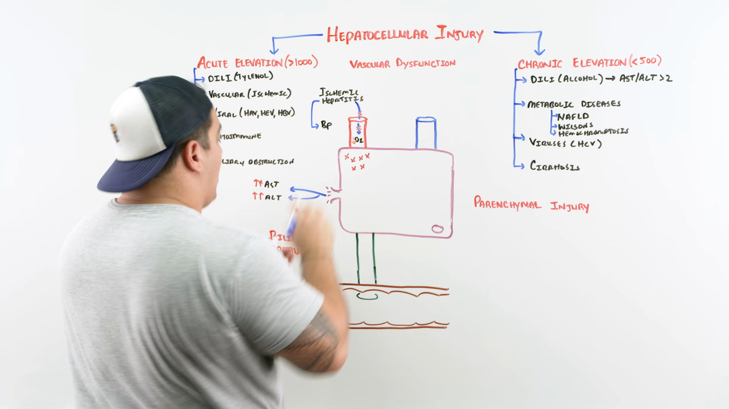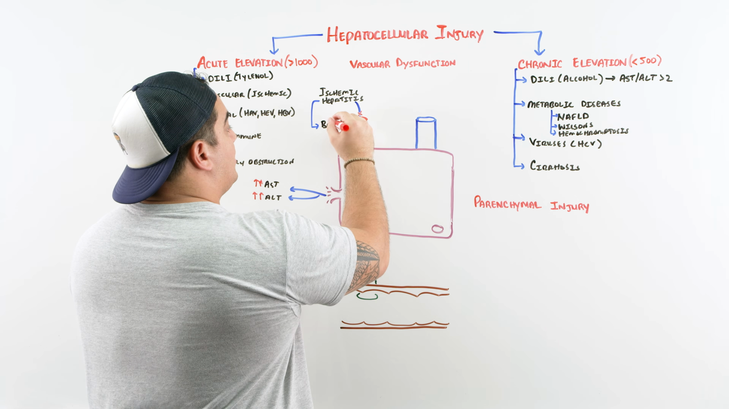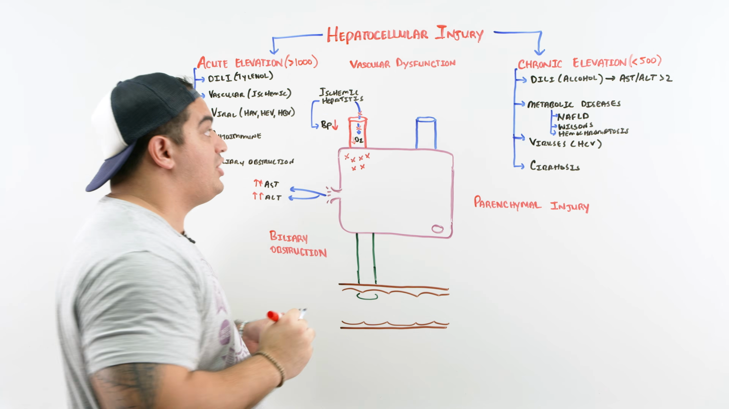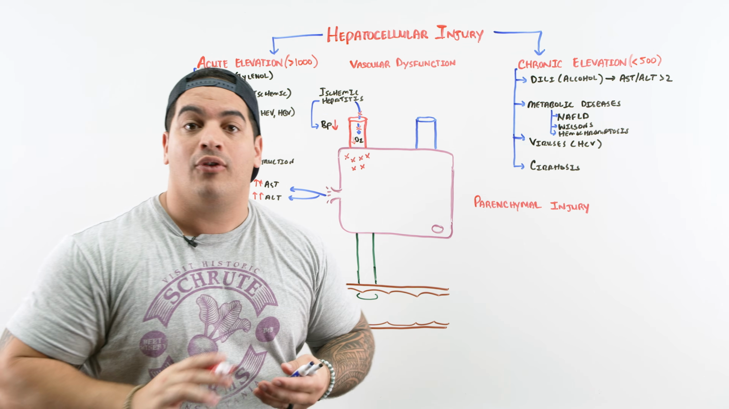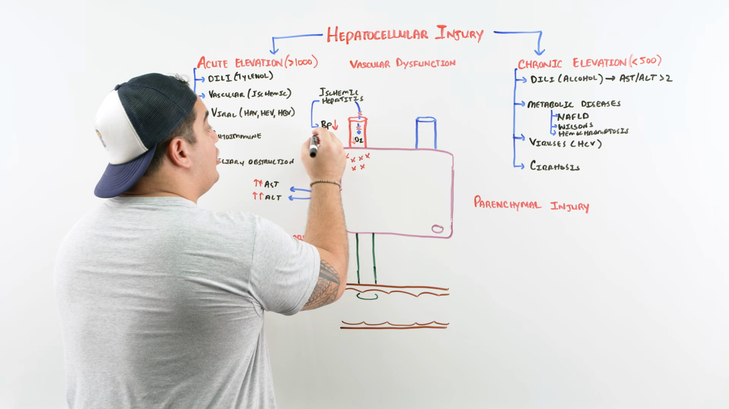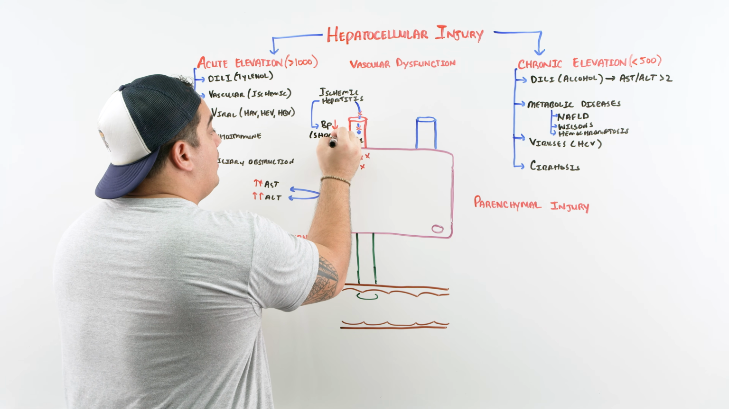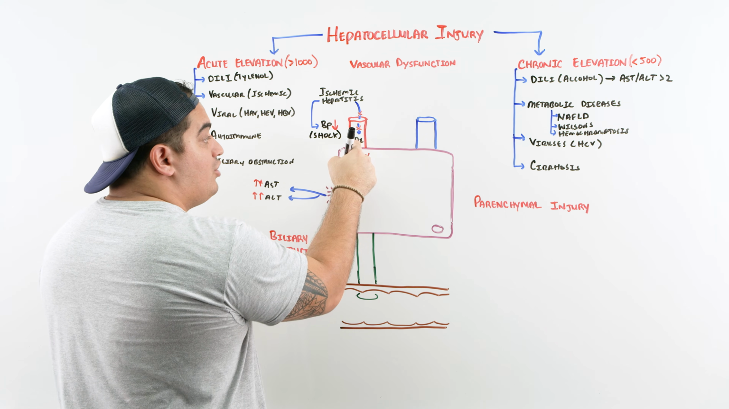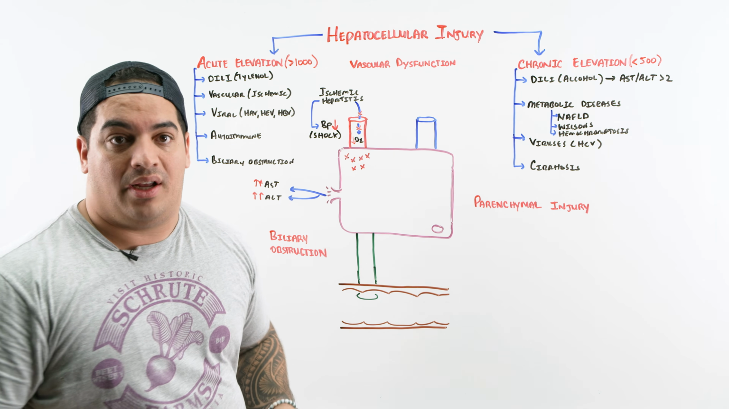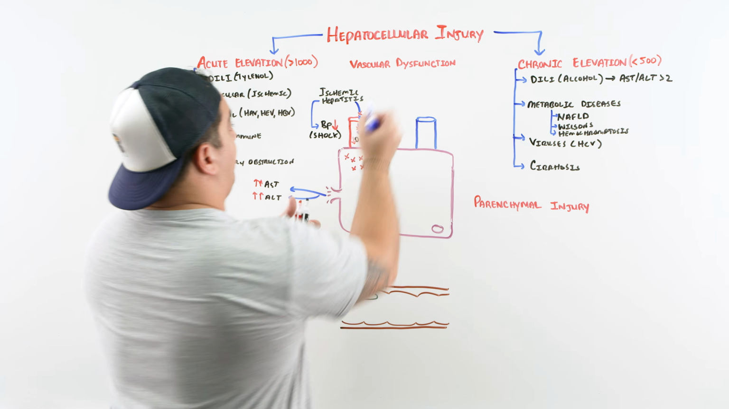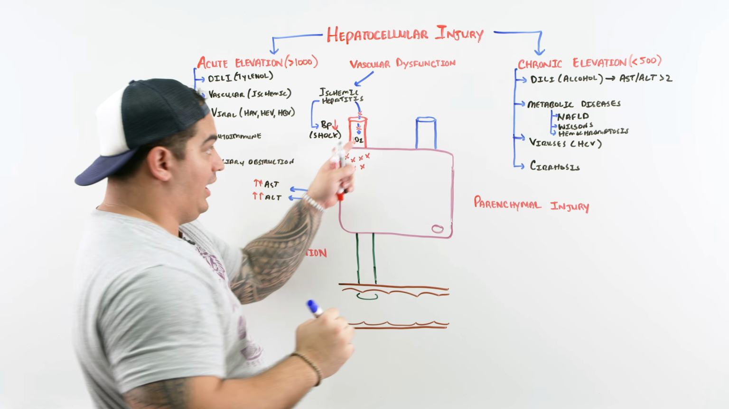And this could be seen in a couple different types of shocks. You can see this in cardiogenic shock, hypovolemic shock, septic shock. So look for a patient who is in overt shock. And this has caused decreased perfusion to the tissue, decreased oxygen delivery, and hepatocellular injury. So that'd be one type of vascular dysfunction. So that'd be the artery-related type.